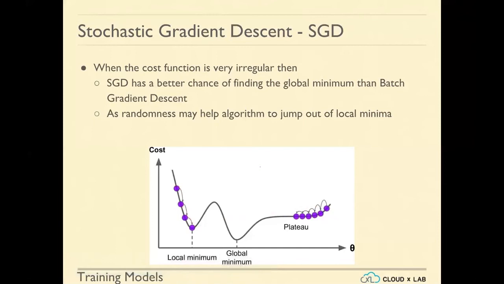When the cost function is very irregular, then SGD, the stochastic gradient descent, is generally better at finding the global minima than batch gradient descent, as randomness may help the algorithm jump out of the local minimas and find the global minima. So stochastic gradient descent, since it jumps around a lot, could get better results than the batch gradient descent.